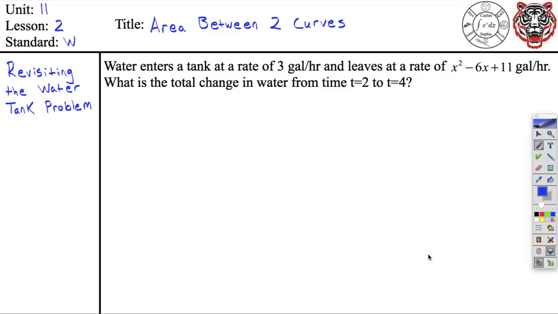This is AP Calculus, Unit 11, Lesson 2. We are on Standard W still. Standard W, again, is talking about areas. So yesterday we did the area between the x-axis and a curve. Today we're doing the area between two different curves.